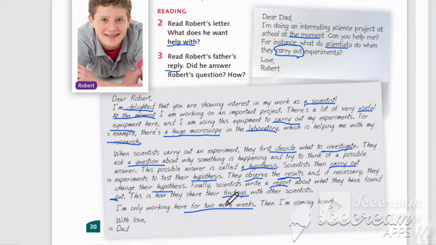So, what is the second question? Read Robert's letter. What does he want help with? معناته بإيش هو بده مساعدة؟ Yes, he wants help with his science project. Three. Did he answer Robert's question? Yes, he did. هنا بنجاوب yes, he did.